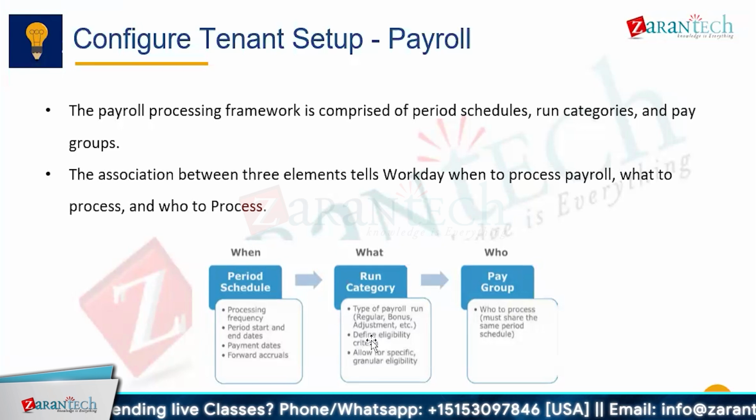Now, there are two types of off cycle. We'll not discuss those right now, but in a later section, we'll do that. In run category itself, there is the third section where you tell how your off cycles need to be processed, what earnings, what deductions you are going to process in the off cycle. So basically, run category, as it says, is the what of the payroll framework.